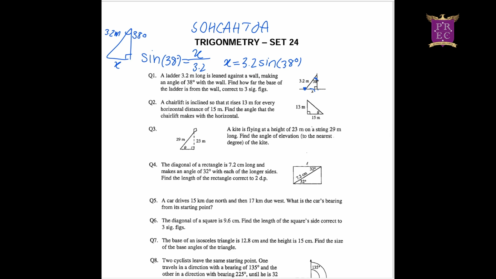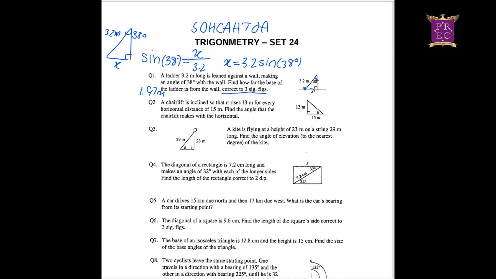Okay, so the answer will be, let me put it in the calculator, will be 1.97 meters. Okay, because what they ask you is to correct to 3 significant figures. So you give it in 3 significant figures, which is 1.97 meters. Okay, let's go to the next one.